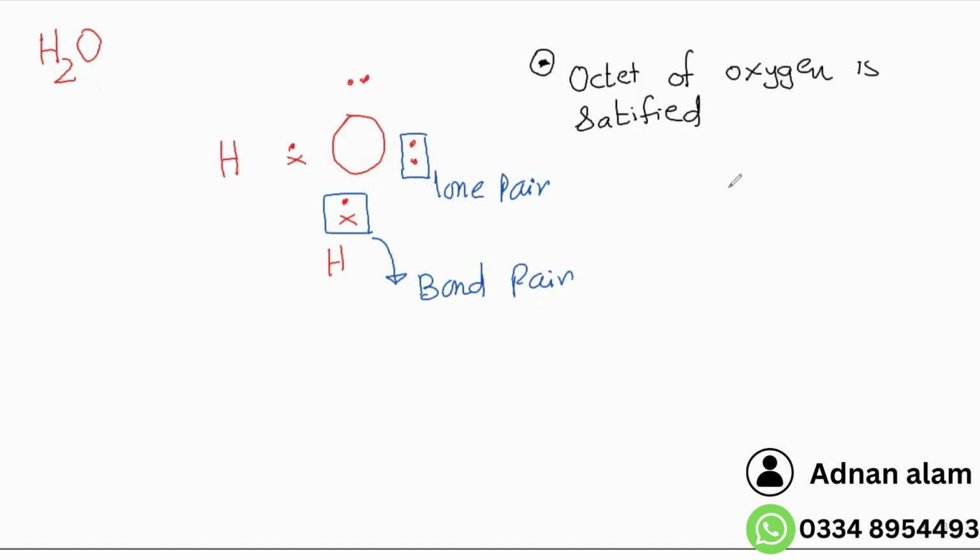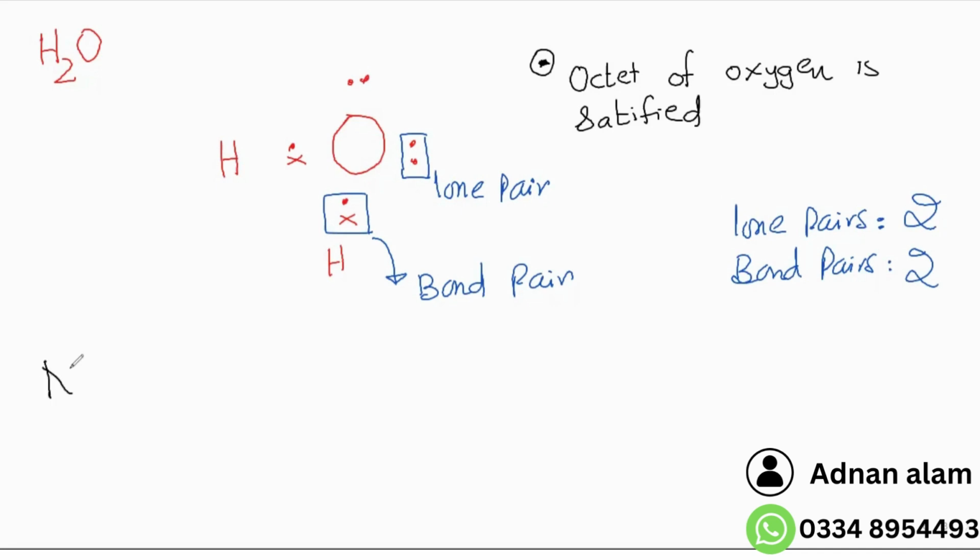So in water, how many lone pairs and how many bond pairs are there in the valence shell? How many lone pairs and bond pairs can you see? 2 lone pairs and 2 bond pairs. Any confusion? No, sir. Okay.